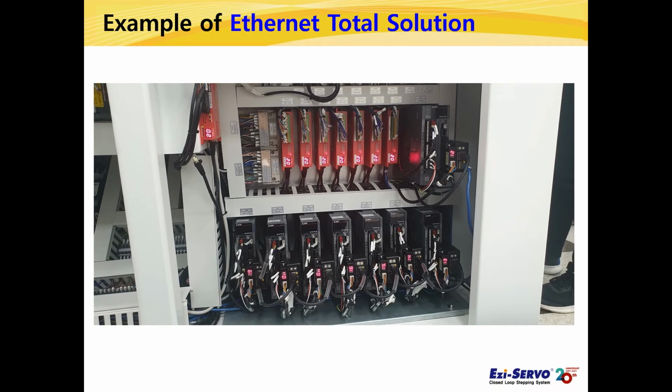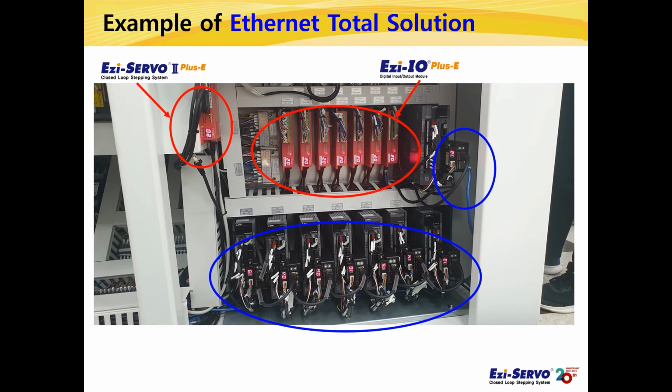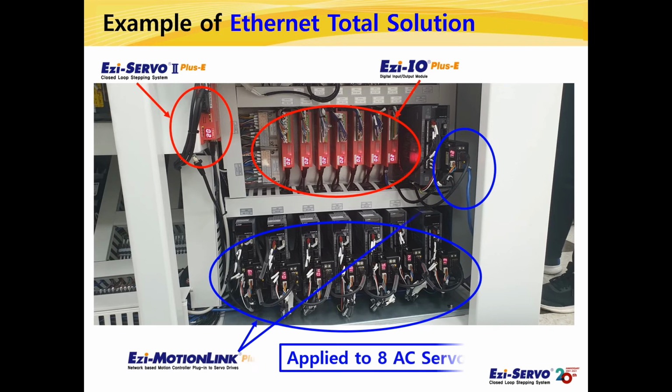This example applied the total solution concept that stepping motor, AC Servo motor, and digital I/O module can be controlled with one Ethernet port, without a separate motion controller. FASTECH Ezi Servo 2 Plus-E, which is stepping motor, Ezi-I/O Plus-E, which is digital I/O module, and AC Servo are applied to this machine. As you can see, Ezi-MOTIONLINK, which is a 1-axis motion controller for AC Servo drive, is directly connected to a total of 8 axes of AC servos.